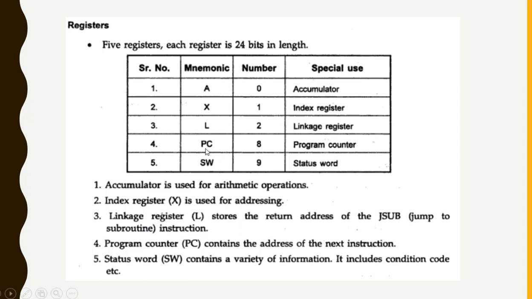The next one is the program counter. The program counter stores the address of the next instruction. Then the fifth register is SW, the status word. This is a register that contains status information like the condition code and interrupt flag. And these numbers are the representation. So these are the 5 registers: accumulator, index register, linkage register, program counter, and status word. Each register has a capacity of 24 bits, meaning 3 bytes can be stored.